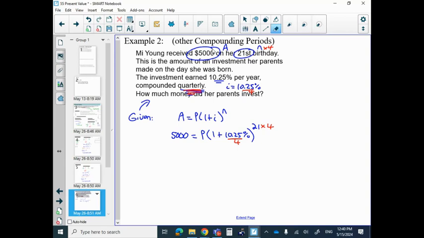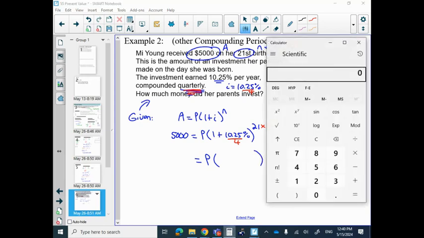I should rewrite this actually up here. N equals 21, and then the times 4. Right, so what we have. And so you would evaluate that stuff. You'd get values here. So let's do that. You can do your 10.25. Divide that by 100, of course, to convert to a decimal, and then divide it by 4.